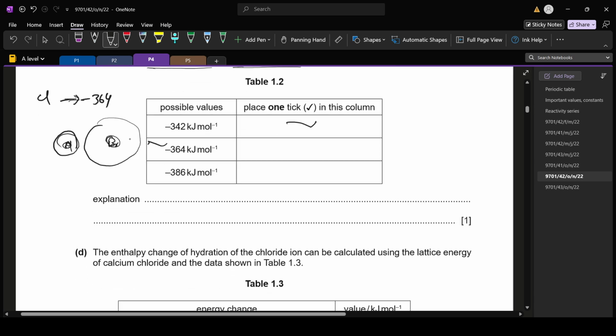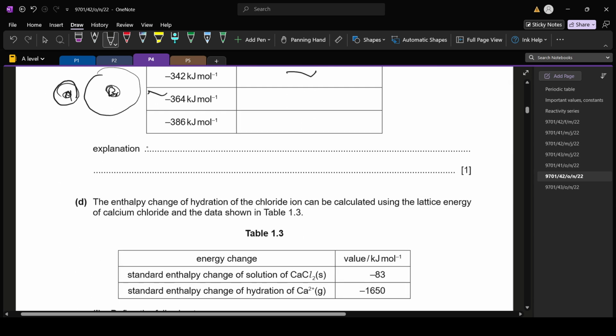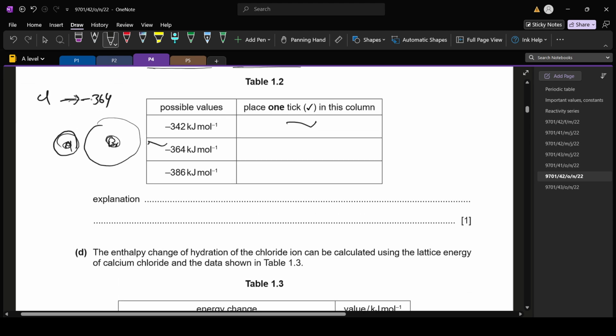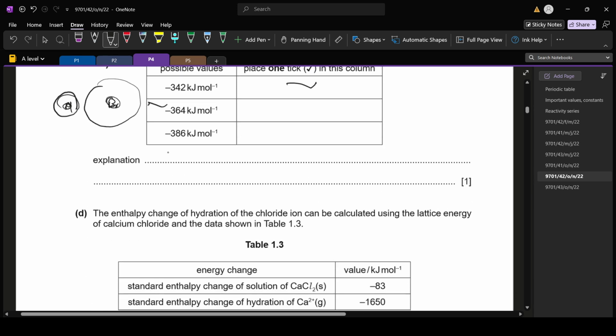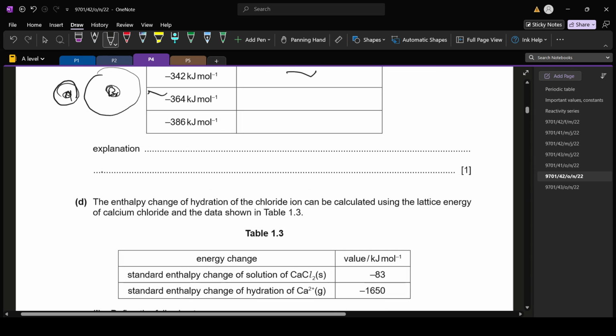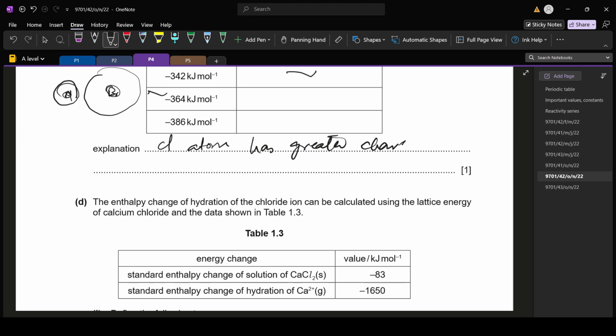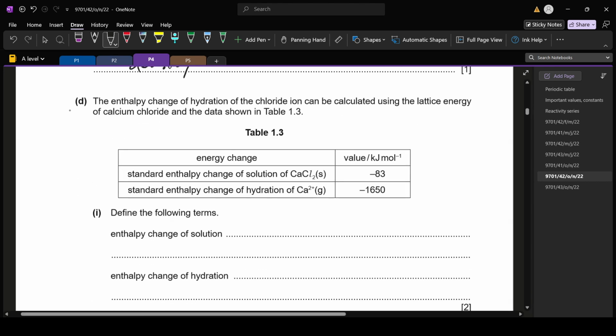That's why for bromine it will be less negative, okay. And you have to remember that the first electron affinity is exothermic, okay. That's why its value is negative. So what will be the reason? You can write that the Cl atom has greater charge density, okay.